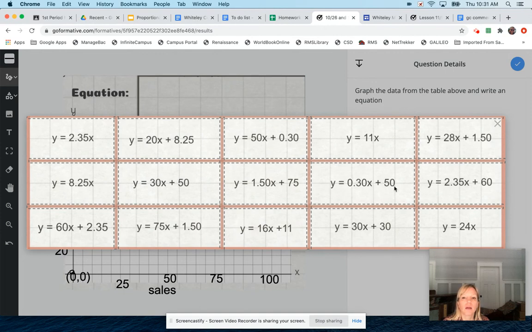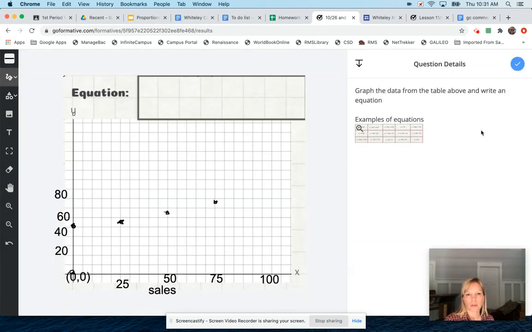But this one right here looks like it says 0.3 times whatever X is, 30 hundredths times whatever X is, my sales. But then I also get my $50 if I don't sell anything. So it looks like that's the correct equation. So it sounds like Y will be equal to 0.30x plus the $50 I get every week.